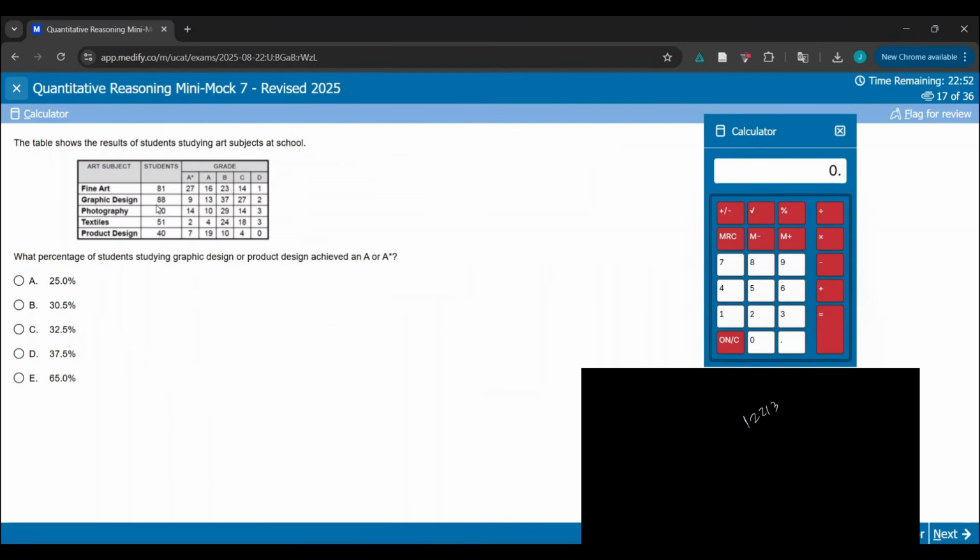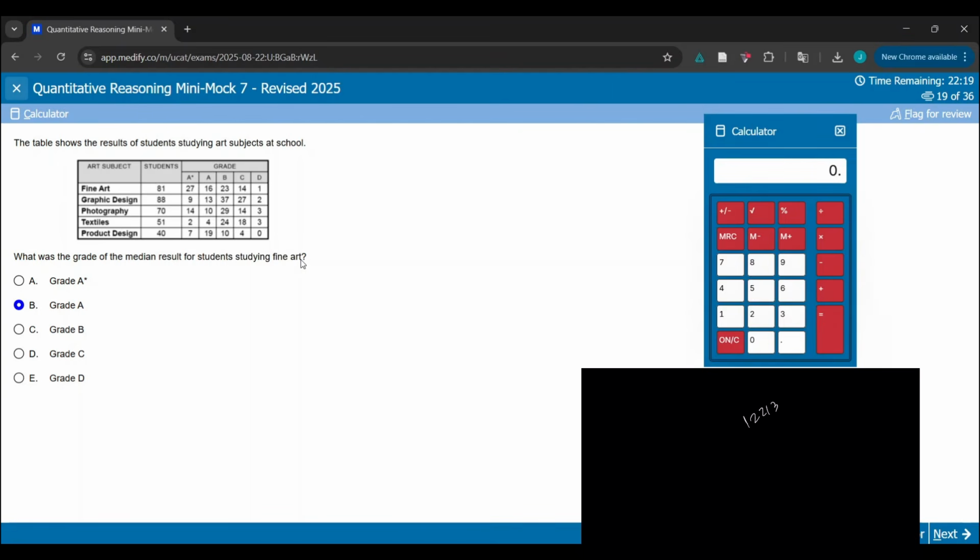Students studying graphic design achieved an A or an A star, so that's 22 over 88. In art history, include the mean of students per subject 59 times by 6, subtract 169, subtract 121, subtract 40 is going to be 24. What was the grade of the median result for students studying fine art? Okay, so the median result is going to be the 41st result, if I'm not mistaken. So that's going to be grade A, so that's going to be the one in the middle, if that makes sense.